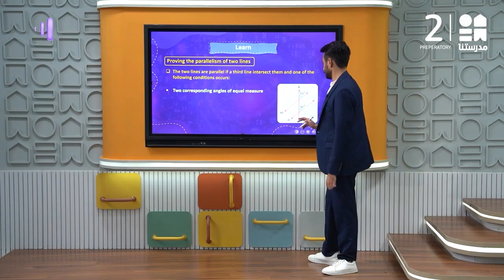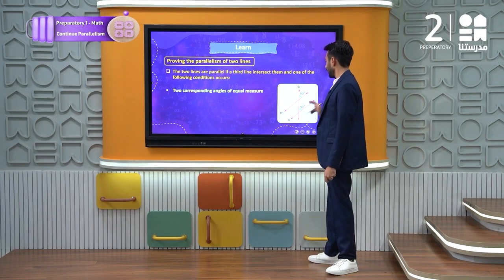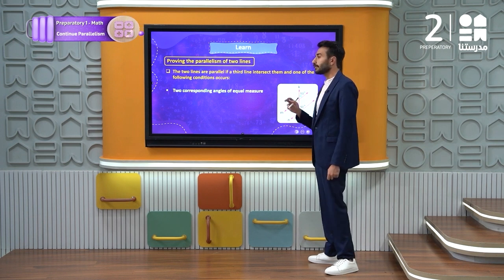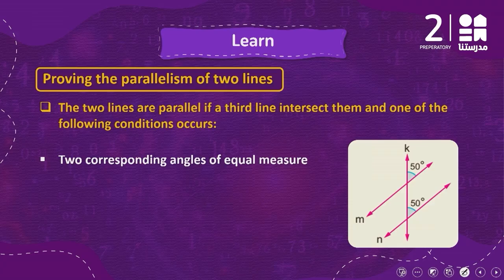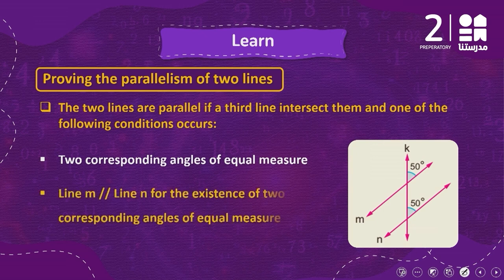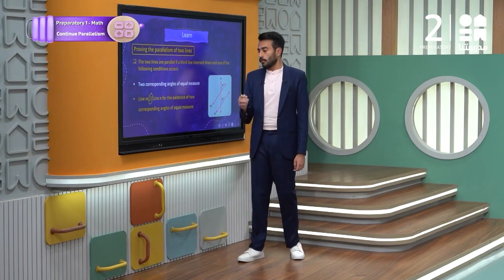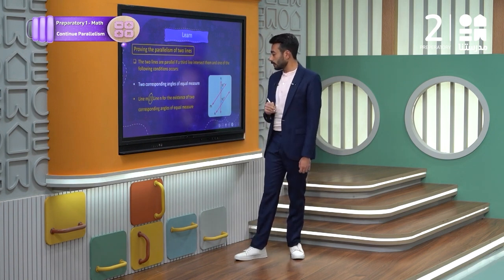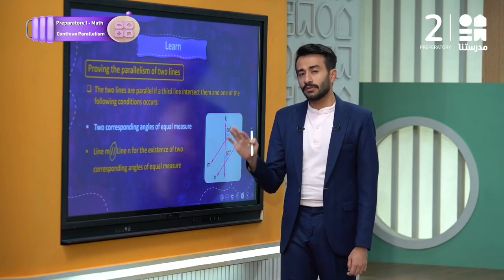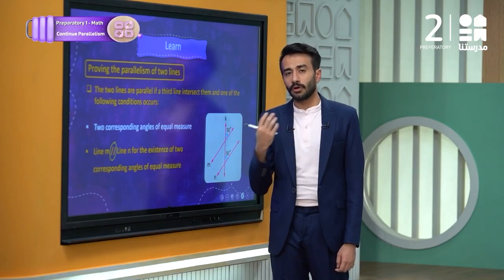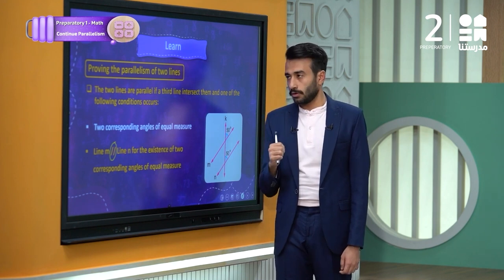We know that when these two lines are parallel, the angles are equal. Now let's reverse this question. If you have two corresponding angles of equal measure, for sure the lines are parallel, which is line M with line N. And we said before that this sign is called parallel. So line M is parallel to line N for the existence of two corresponding angles, which is 50 here, and they are equal. So now this is the opposite operation of the last topic.